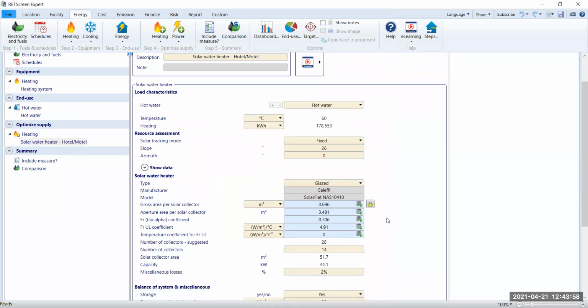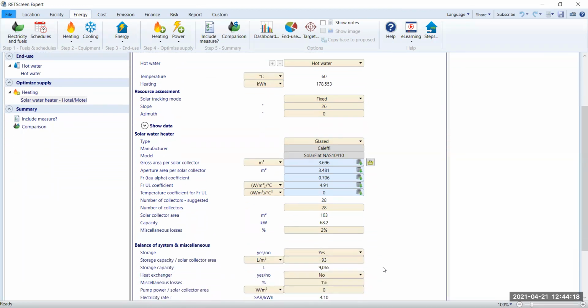And here is the recommendation that it made. It suggested that we use 28 collectors. What if I use the 28 collectors? I can take the number or I can change it from here. Actually, it will take an area of about 104 square meters. It will take care of 68.2 kilowatts. We assume miscellaneous losses of 2%.